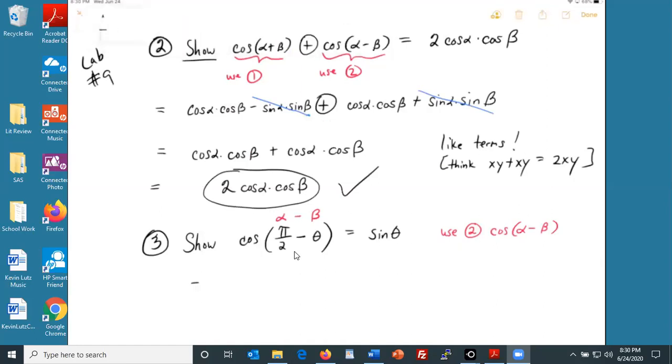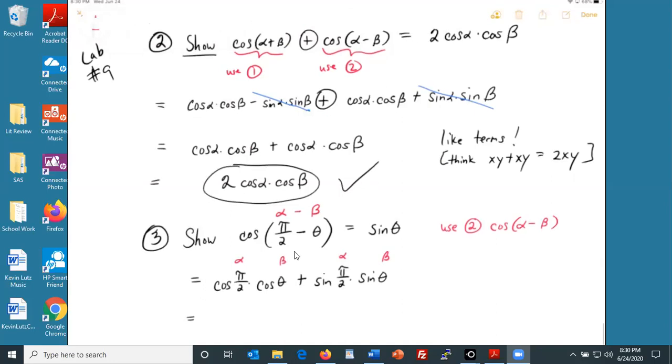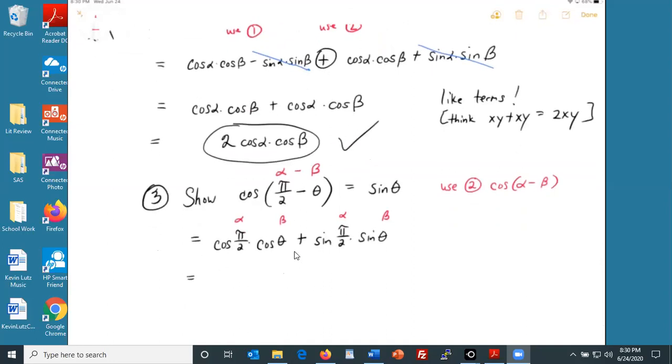So now we just expand the left side, so we get cosine of pi over 2 times cosine of theta plus sine of pi over 2 sine of theta. So just remember, the formula is cosine alpha cosine beta plus sine alpha sine beta. But we're not using alpha and beta here. We're using pi over 2 and theta. Okay, so it's not always going to be alpha and beta. Alpha just means whatever the first angle is. Beta is whatever the second angle is.